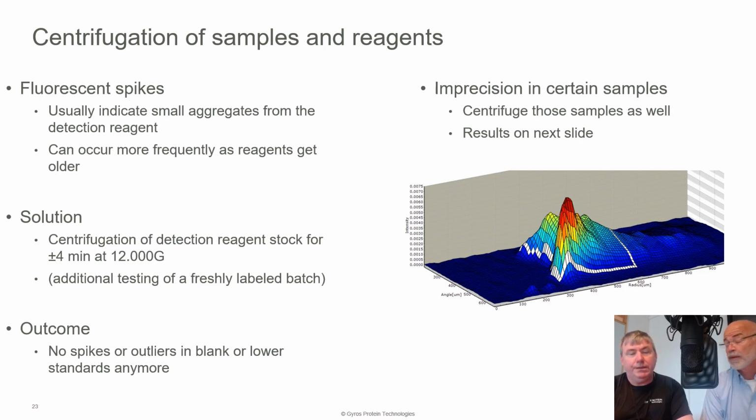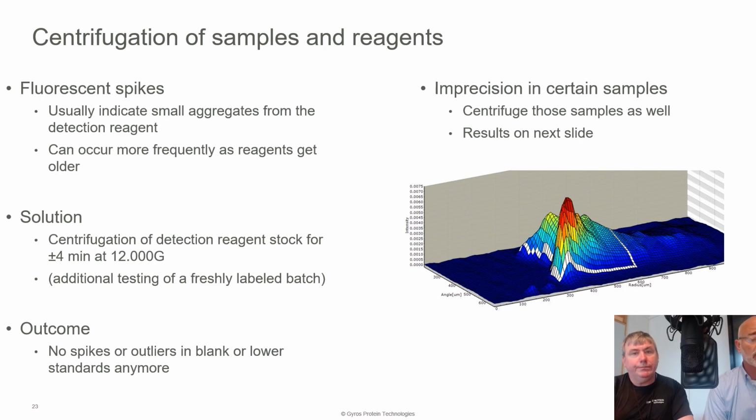I think another clue for this particular assay, we didn't show data necessarily to illustrate this, is that when you see those spikes in the blanks, that would indicate that it's really driven by some reagent problem. And so centrifugation of the detection reagent stock for at least 4 minutes at 12,000 times g, or longer, even up to 10 minutes sometimes, is recommended. The other clue in this one was that this reagent had been stored for 1.5 years in the freezer. It might be getting to the end of its viable shelf life, and if you're seeing that, additional labeling of a fresh batch might be indicated.